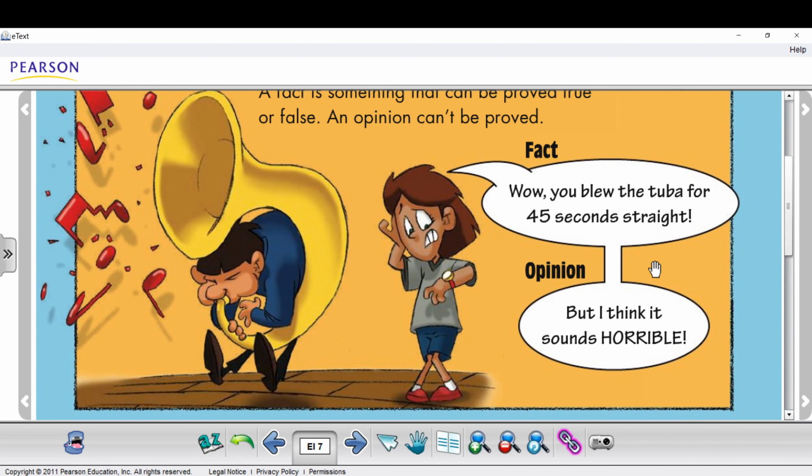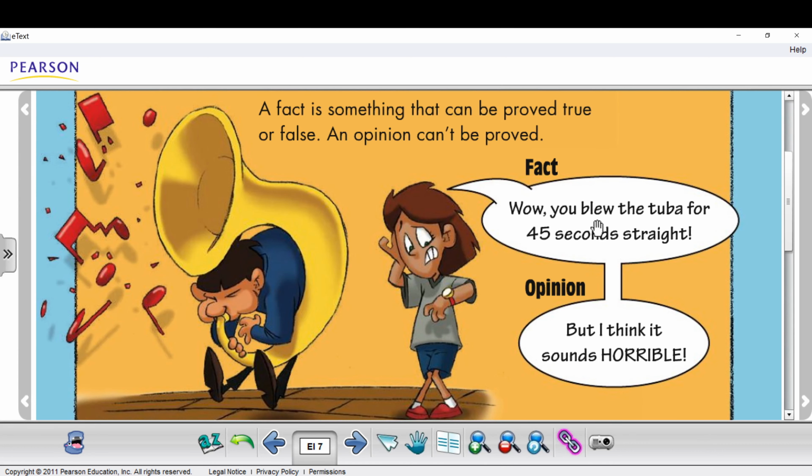Let's look at the picture. He's blowing the tuba, playing the music, and she's watching. Wow, you blew the tuba for 45 seconds straight. So we call it a fact.